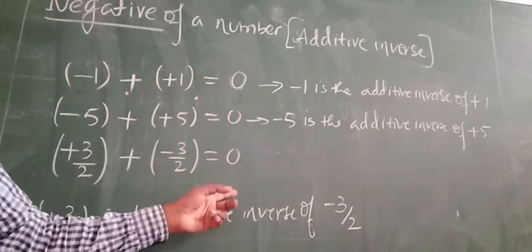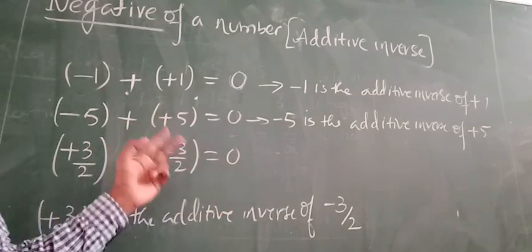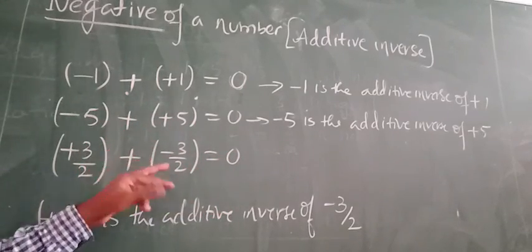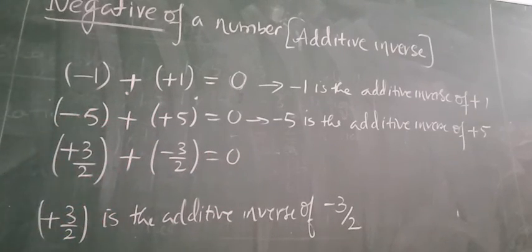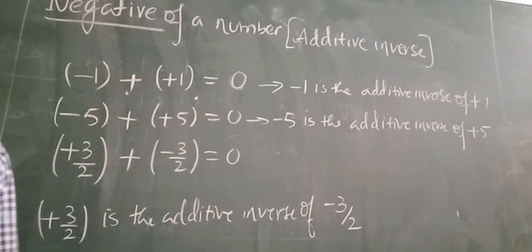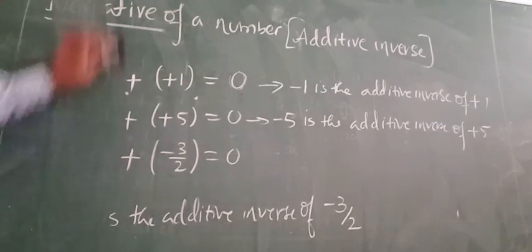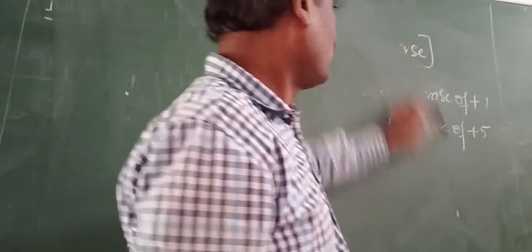In all the three cases you see, when I add two numbers, I am getting the sum as 0. So therefore, they are additive inverse to each other, or negative numbers to each other. So that is the meaning of negative of a number or additive inverse. Then there is one more very important concept. We call this a multiplicative inverse, otherwise reciprocal. Reciprocal is the name, also called multiplicative inverse. So let us write reciprocal.